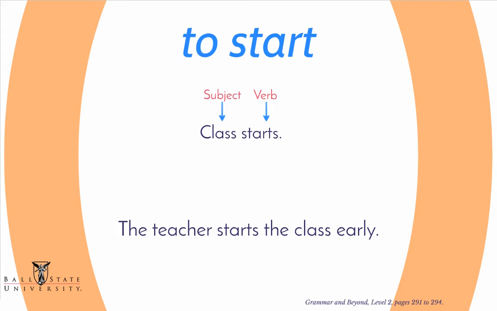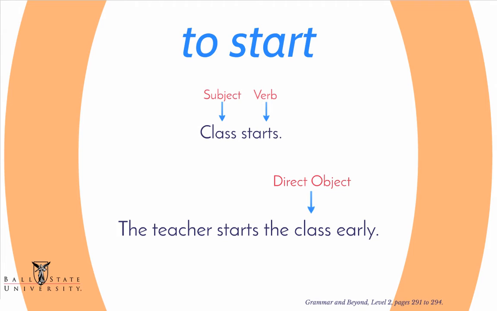The teacher starts the class early. In this example, starts is transitive. We need to know what the teacher starts in order to complete the meaning of the sentence. Class receives the action of the verb start. Class is what is started early.